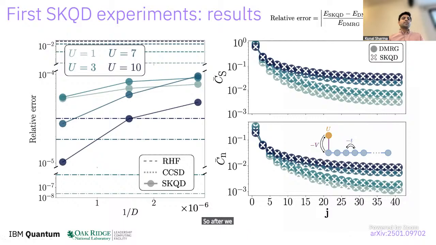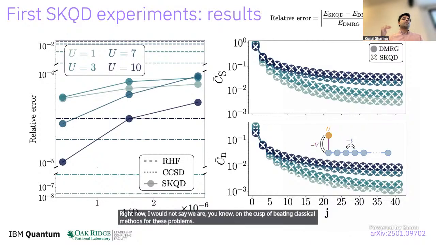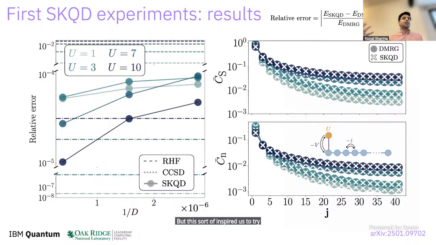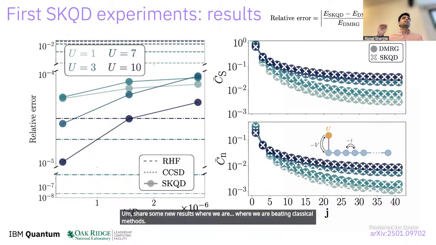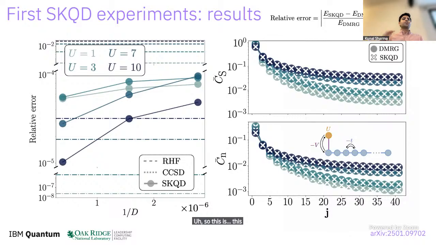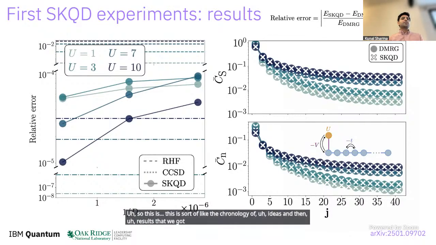After we got these results, obviously, right now I would not say we are on the cusp of beating classical methods for these problems, but this inspired us to try an even harder model. At the end of my talk, I will share some new results where we are beating classical methods. So this is the chronology of ideas and results that made us excited to try some advantage candidates.